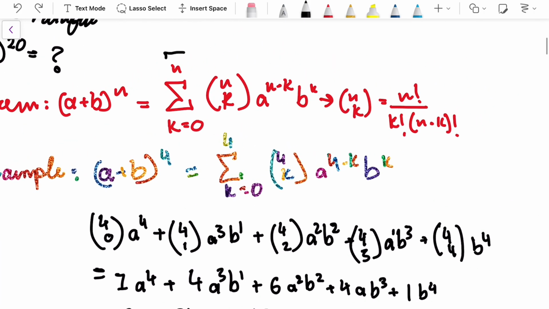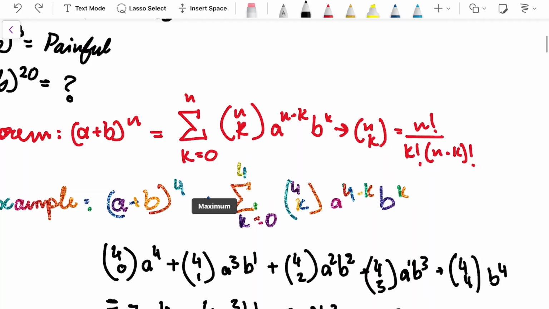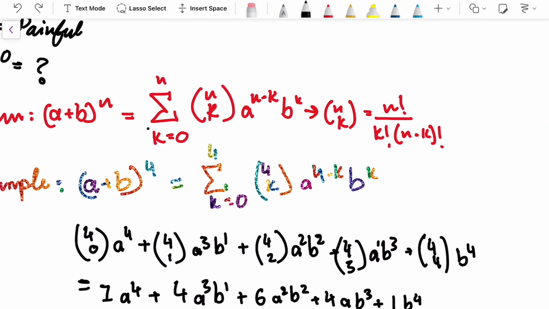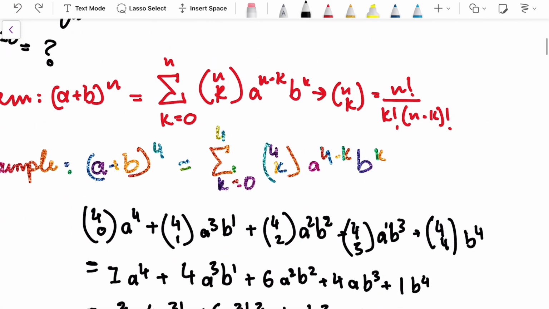So we're going to start with this little bit. This is basically the sum. We call this sigma, which represents sum in mathematics. So we're saying we're going to take the sum from k equals 0 until k equals n, and keep adding these terms with each other. So what are we adding? We're adding n choose k, a to the n minus k, b to the k.